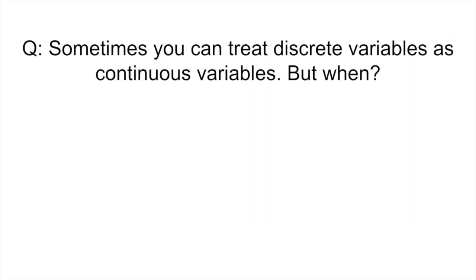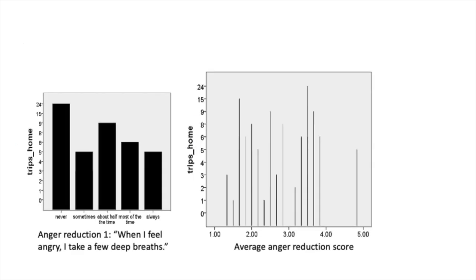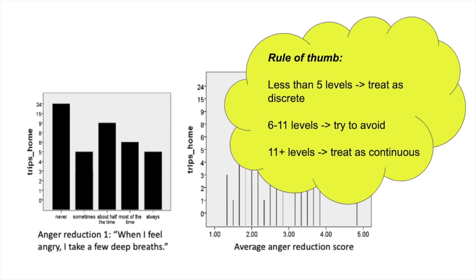Question: sometimes you can treat discrete variables as continuous variables, but when? Answer: we can treat discrete variables as continuous when treating discrete values as individual categories becomes too overwhelming or complex. Let's look at two graphs to visually see the difference. The rule of thumb is that if you have less than 5 levels, treat the variable as discrete. If 6 to 11 levels, try to avoid or recode. And if there are more than 11 levels, treat the variable as continuous if the data resembles a normal distribution curve.